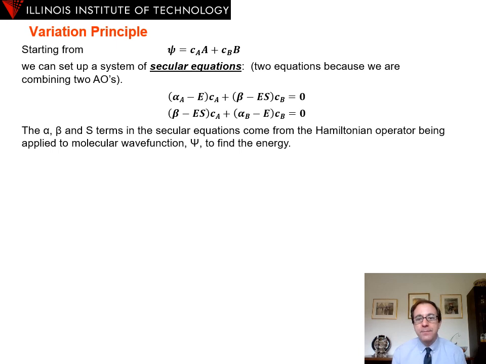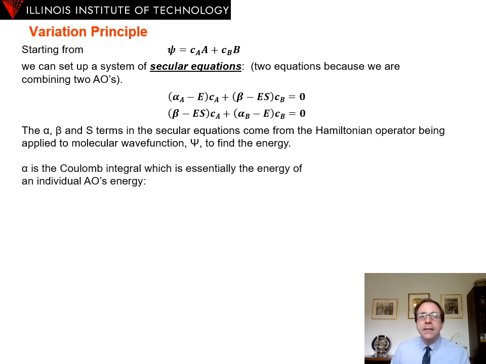They come out of the fact that now we're looking at energies. We haven't done this yet, so we have to apply the Hamiltonian operator to our wave function. That's how we get energies out of the wave function. And in doing that, we're going to get these terms. Alpha is called the Coulomb integral, and it is essentially the energy of the individual atomic orbital on each of the individual atoms.